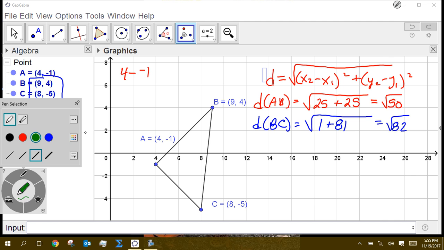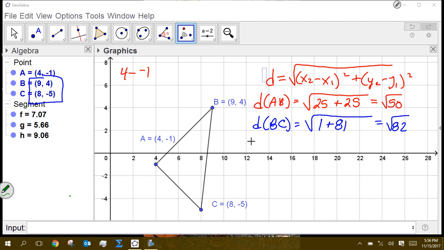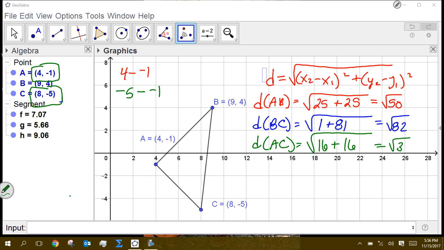Next thing I'm going to do is find the length of the remaining segment. I've done AB, I've done BC, and now I need to do AC. So distance AC. Now we're looking at that point and that point. Again, subtract your x's. So 8 minus 4 gives you 4. Square that, you get 16. Add to that. Now subtract your y's: negative 5 minus negative 1 gives me negative 4. Square that, and I get 16 again. So I get root 32.